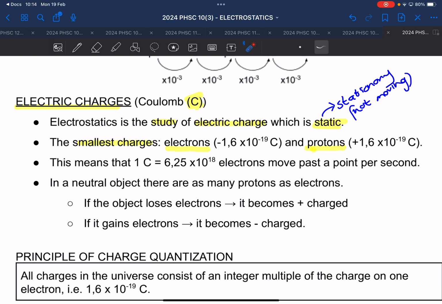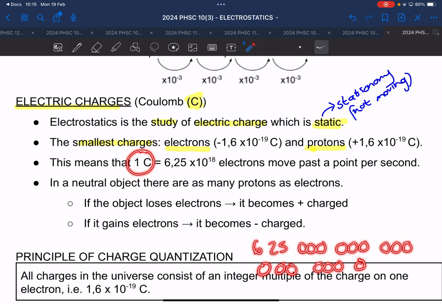Alright, then that just means that they move. So when we say there's 1 coulomb, it does not mean 1 electron. 1 coulomb means there are 6.25 times 10 to the power 18 electrons that move. That is a lot of electrons, so many electrons that pass. So 1 coulomb does not mean 1 electron. It means a lot of electrons.